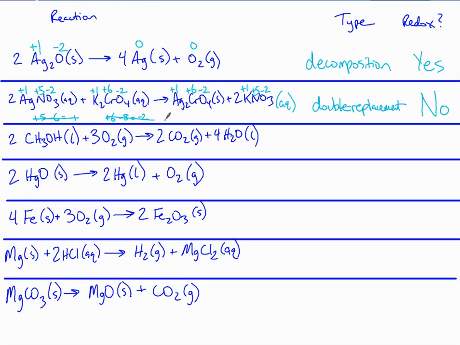In this next reaction, this is part C. We have some sort of a hydrocarbon. This is actually an alcohol, methanol, plus oxygen gives us CO2 and H2O. This, just looking at structure, is combustion. Is it redox? That requires us to look at the oxidation numbers.